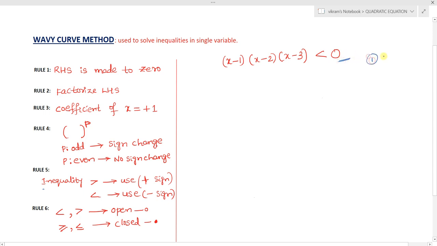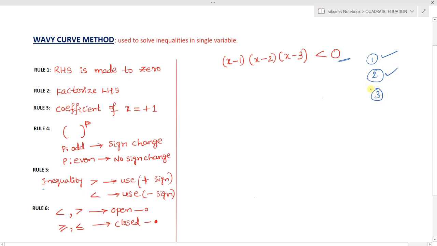So rule 1 is satisfied, the RHS is 0. The next rule is to factorize the LHS. Here the LHS is already given in factorized form: x minus 1 is a factor, then x minus 2 and x minus 3. The three factors are given, so we have factorized the LHS. Rule 2 is also satisfied.